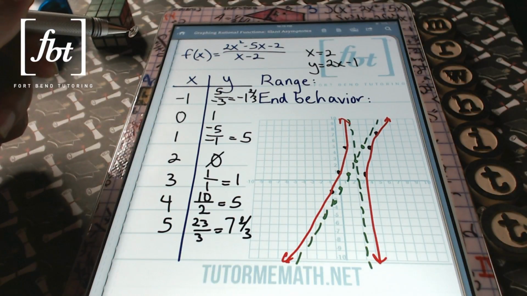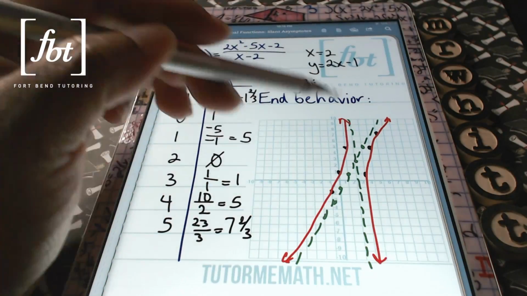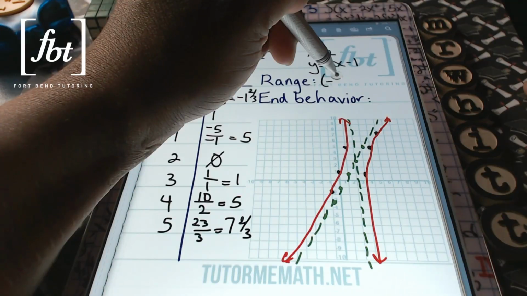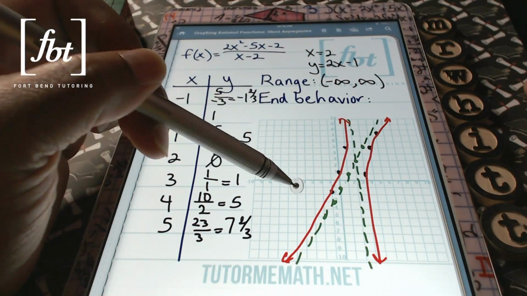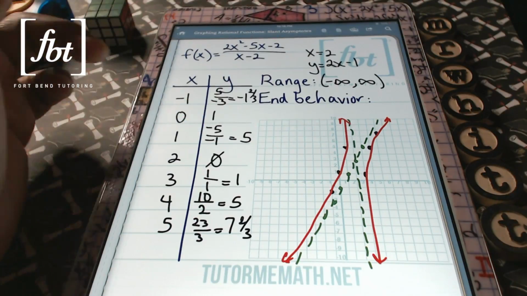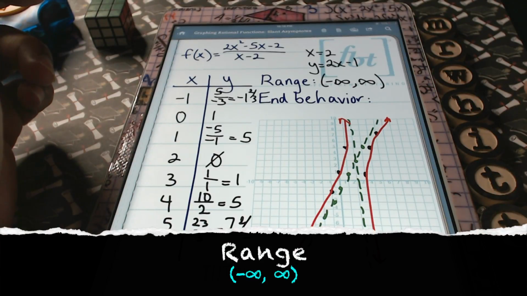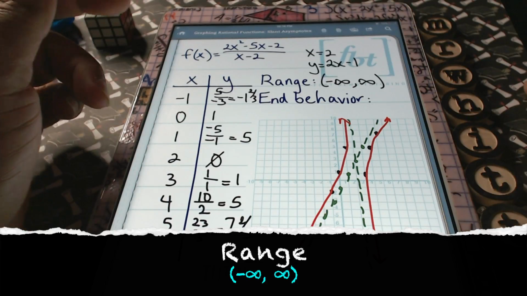There you go, ladies and gentlemen. And because we clearly don't have any breaks in our range, that means our range goes from negative infinity to positive infinity. Notice, depending on the graph, you may or may not need a calculator to identify the range of your rational function. It all depends. So let's check out our end behavior.